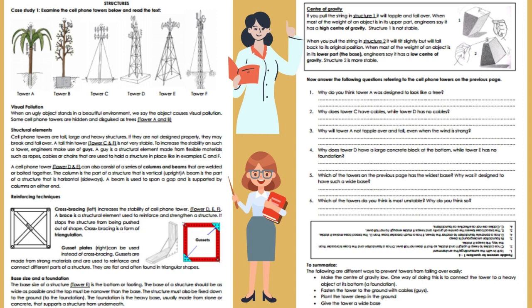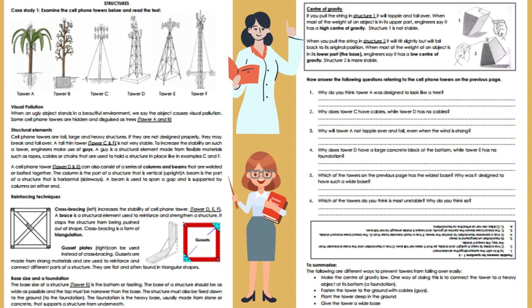Base size and foundation. The base size of a structure, Tower E, is the bottom or footing. The base of a structure should be as wide as possible and the top must be narrower than the base. The structure must also be fixed down to the ground, to the foundation. The foundation is the heavy base, usually made from stone or concrete, that supports a structure from underneath.